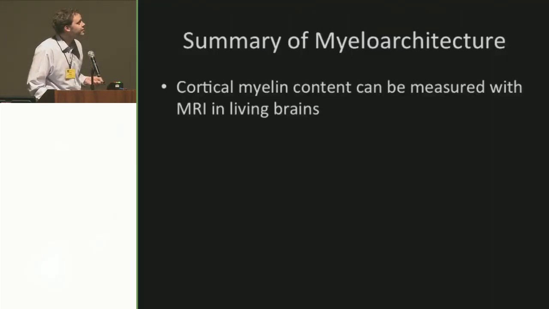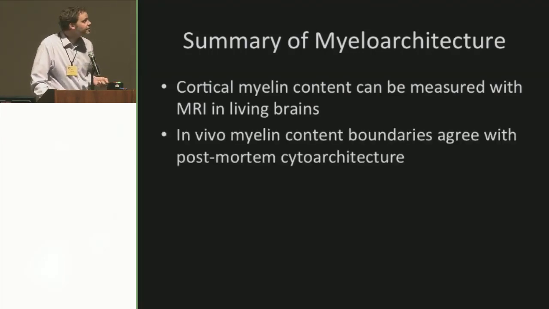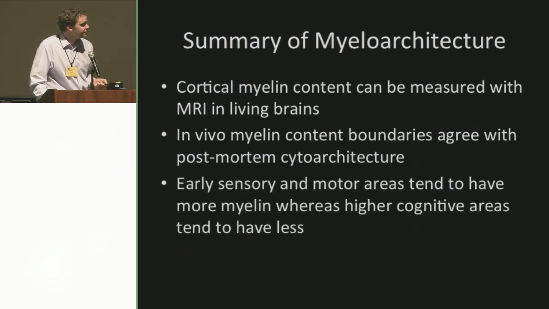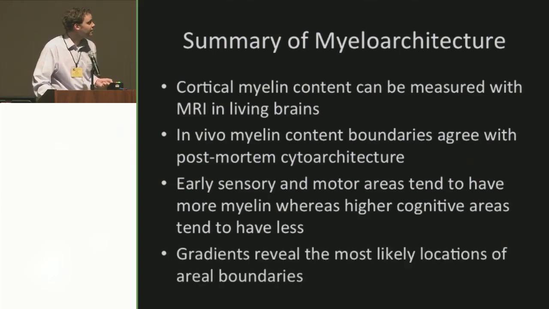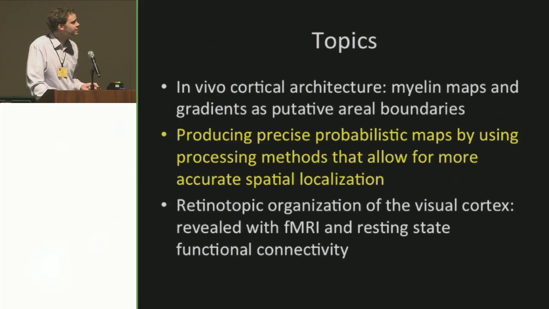So to summarize this section, cortical myelin content can be measured with MRI in living brains. In vivo myelin content boundaries agree with postmortem cytoarchitecture. And early sensory motor areas tend to have more myelin, whereas many of the higher cognitive areas tend to have less. And gradients reveal the most likely location of areal boundaries. So next, on to making really good probabilistic maps.